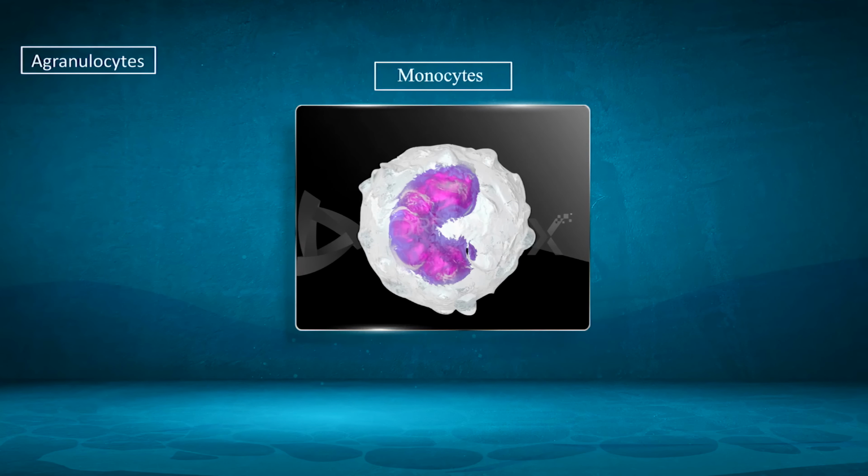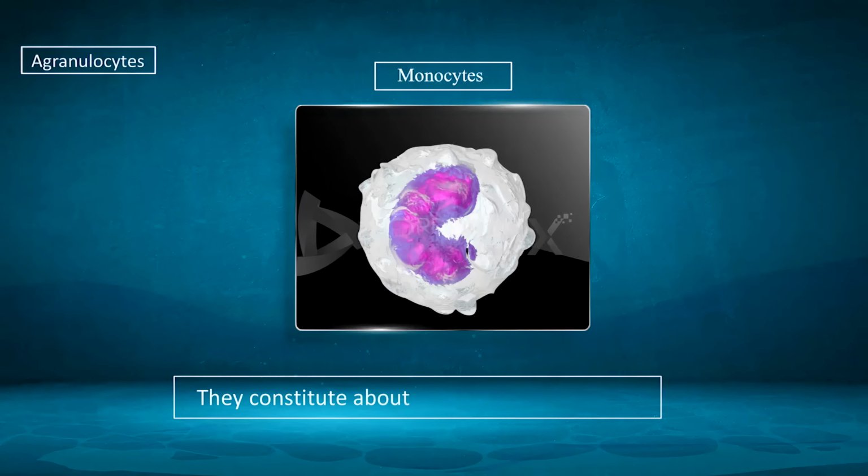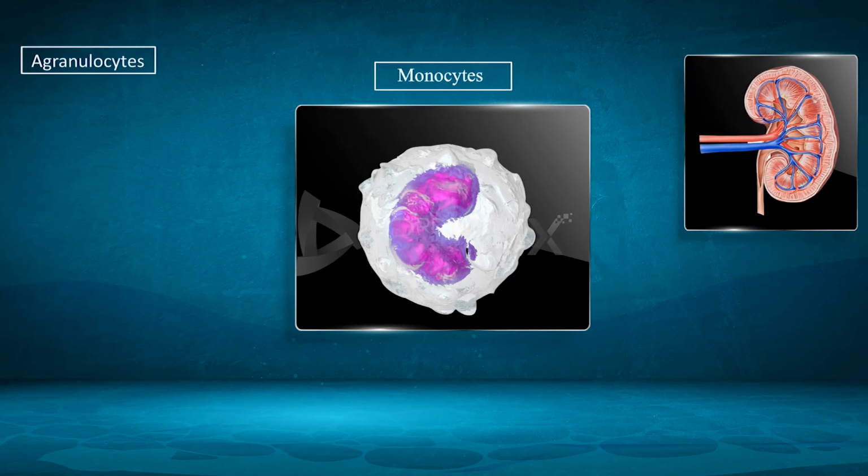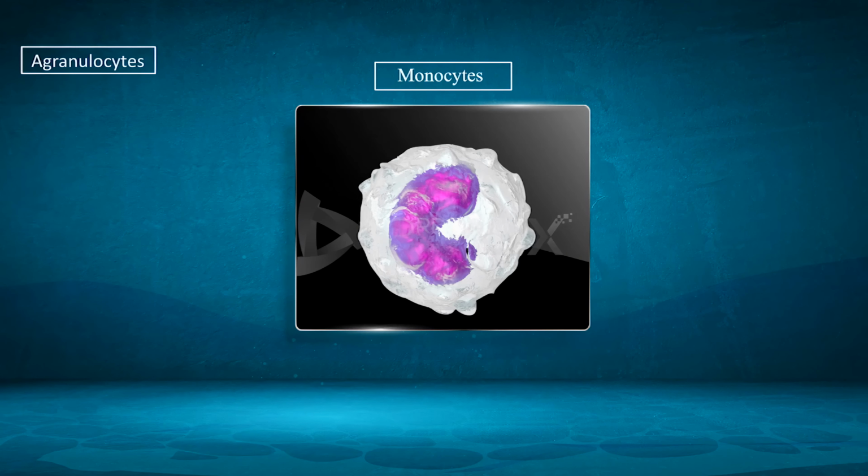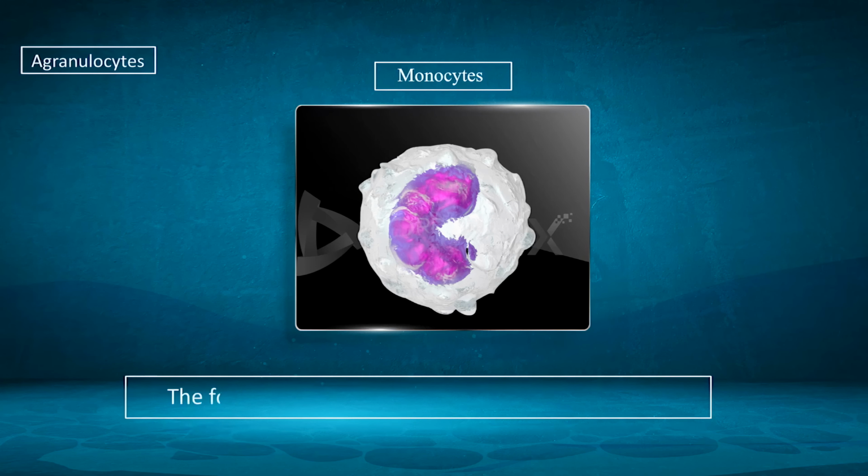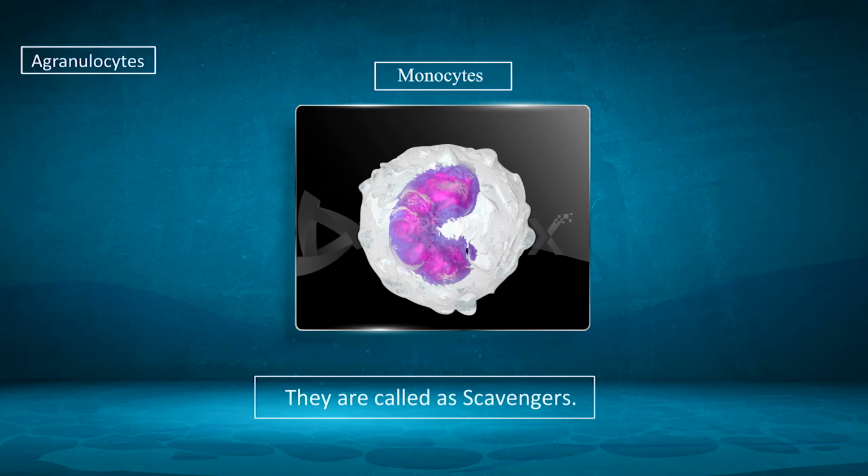Monocytes. Monocytes constitute about 5.3% of the leukocytes. They have a kidney-shaped nucleus. Monocytes move like amoeba and attack foreign materials. The foreign materials are destroyed inside the cells. Hence, they are also called scavengers.